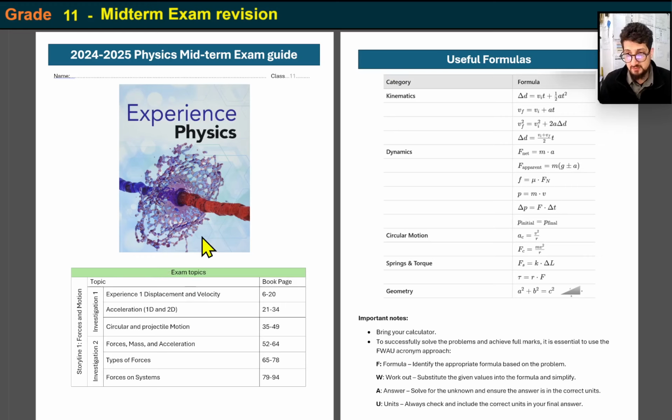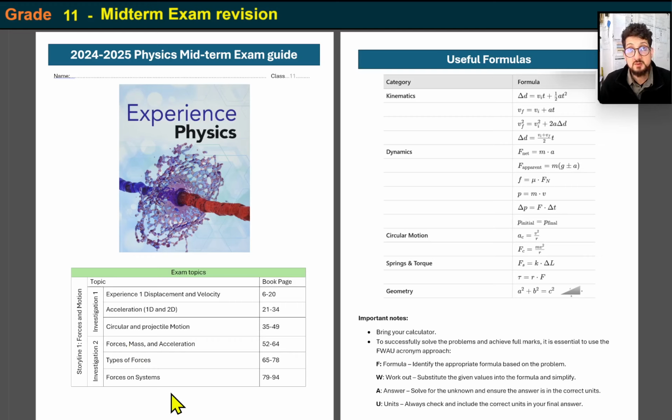It's going to cover experience one, which is displacement and velocity. It's going to cover acceleration, both 1 and 2D acceleration. It's going to cover circular and projectile motion. It's going to cover force, mass, and acceleration and how they're related to each other.